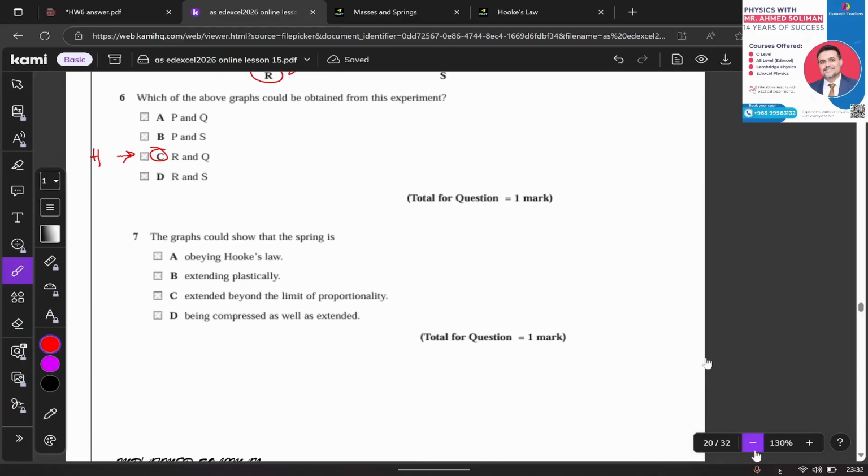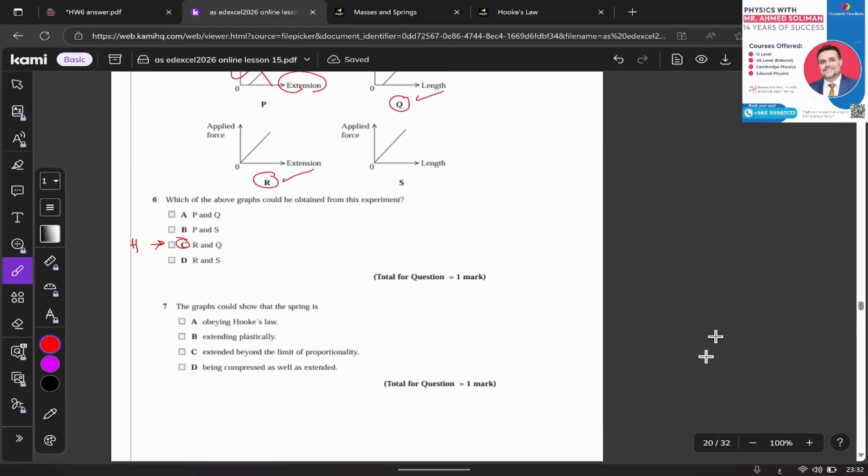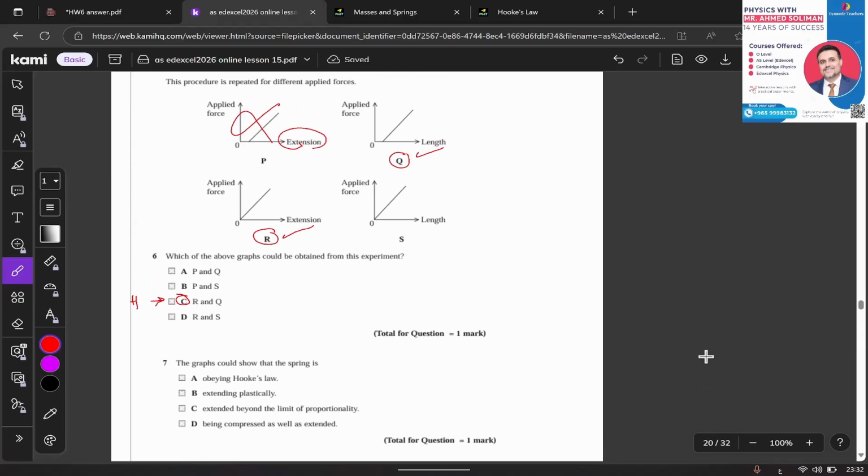Now I solved this question, because this question is for 6 and 7. So he talks about the graphs which show that the spring is A. Yes, correct.